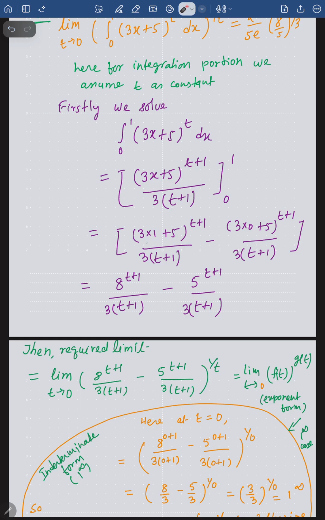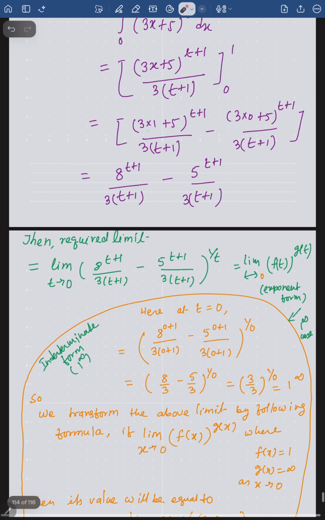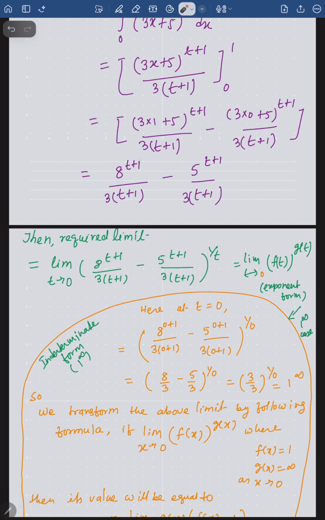When you simplify it, you get (3 into 1 plus 5)^(t+1) divided by 3 into (t + 1), minus (3 into 0 plus 5)^(t+1) divided by 3 into (t + 1). Okay, so when you solve this, this gives you 8^(t+1) divided by 3(t + 1), minus 5^(t+1) divided by 3(t + 1). So now one portion we have completed.